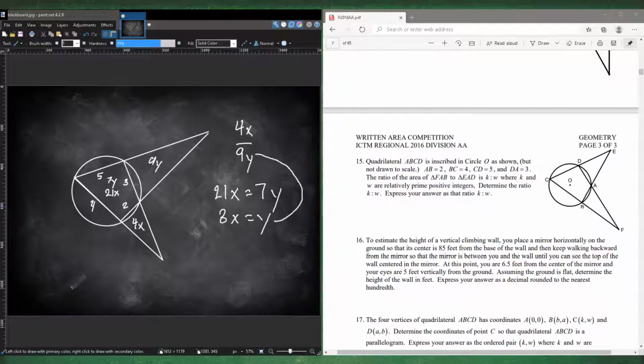So we could plug that into here. So we have 4x over 9 times 3x. So substitute your y with 3x and cancel out your x. So that's just 4 to 27. And that's your answer for number 15.